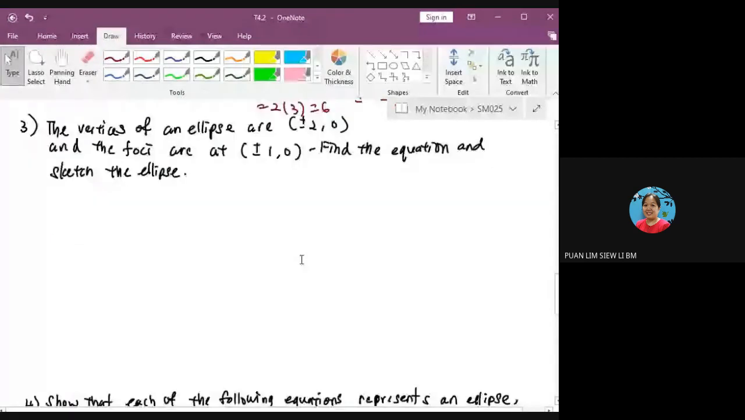Dia kata, okay, so vertices. So tak bagi formula dah. Sekarang tak nak bagi formula dah. So sendiri cari, lepas tu sendiri lukis. Okay, bagi vertices (2, 0) dan (-2, 0). X-axis pula tu, kalau dia gerak secara x-axis, x koordinat, bermaksud dia benda yang melintang.